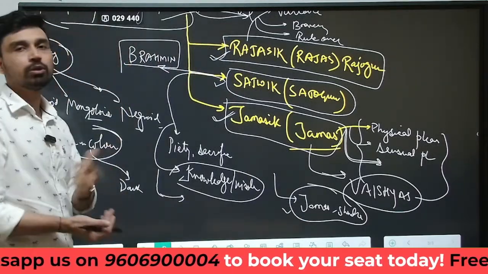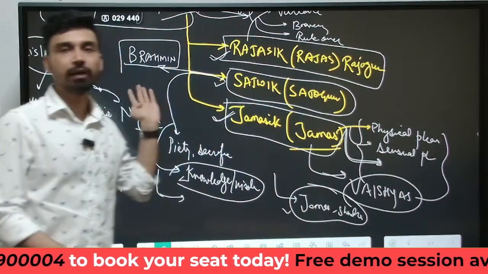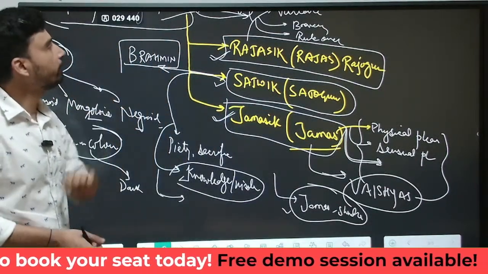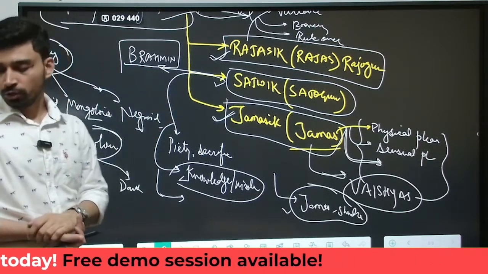So that's all about the three different theories about the Varna system. That is the divine theory or mythological theory. Then we have the racial theory, and then we have the guna theory or sociological theory.